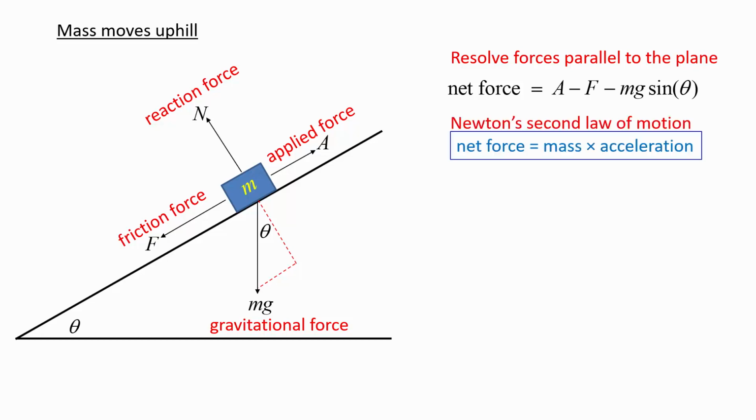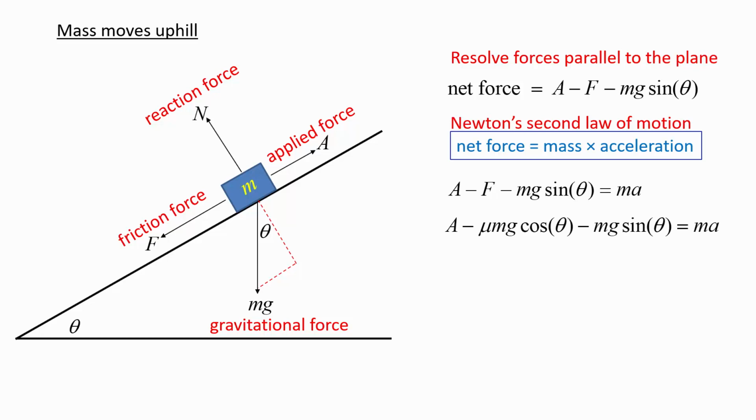Now, from Newton's second law of motion, we have that the net force, the resultant force, is mass times acceleration. Our net force is shown above, of course, A minus F minus mg sine theta. So we can write what we have there. Mass times acceleration is m times a for acceleration. And we also know that F is the frictional force, which is mu mg cos theta. So we now have an expression for ma, the mass times the acceleration.